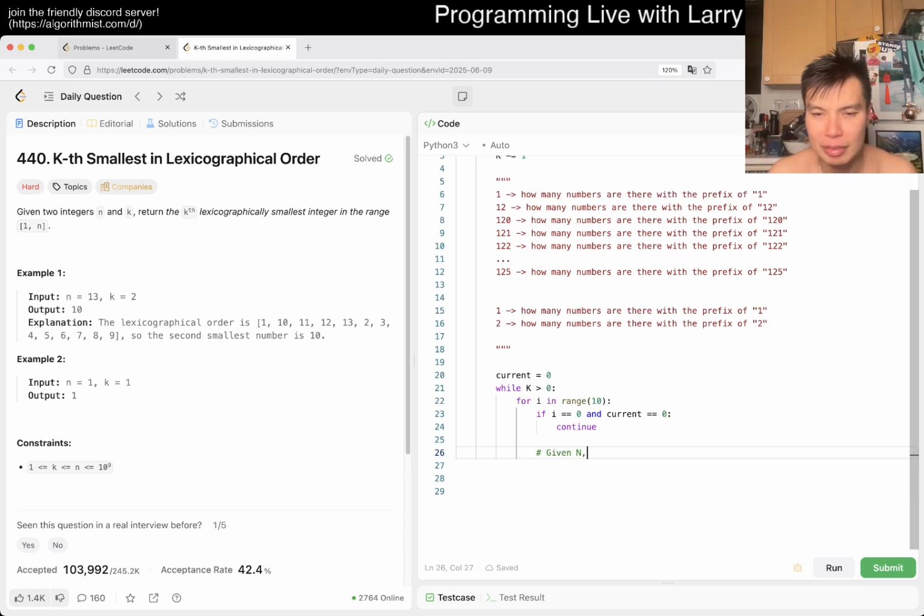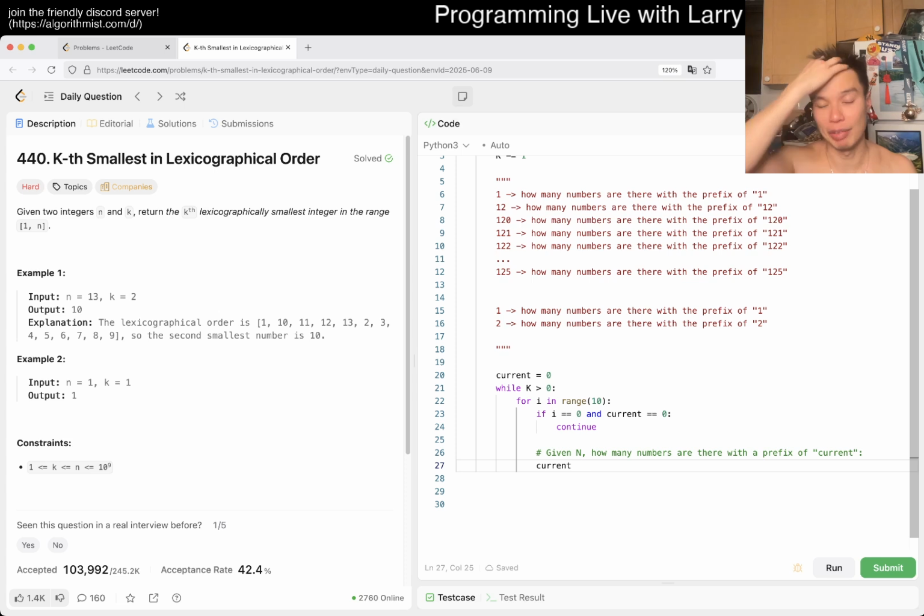Okay, so given n, how many numbers are there with a prefix of current, right? So maybe we could write it that way. Because now we're trying to get 1 digit at a time, right? So maybe I would write something like, this is very awkward, but we just remove the last digit. Right, so maybe I just write times 10 plus i. This is very awkward, I think.